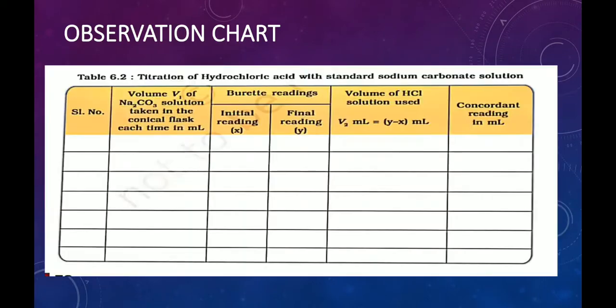This is the observation chart which should be filled during titration. First column is the serial number of titration. Second column is the volume of sodium carbonate solution used in the conical flask. Third column is for burette reading, that is initial reading and final reading. Fourth column is for volume of HCl solution used, that is the difference between final reading and initial reading. And fifth column is for concordant readings.